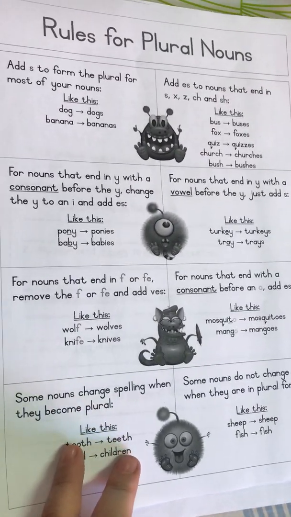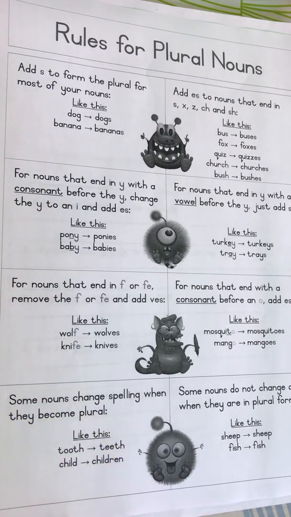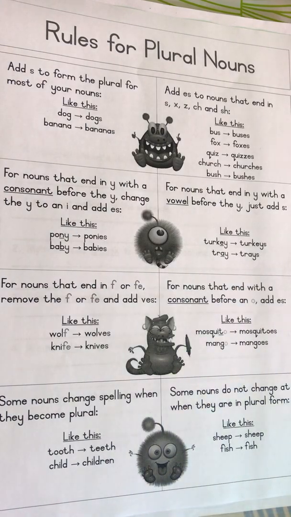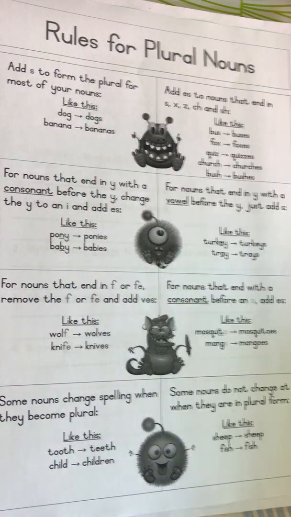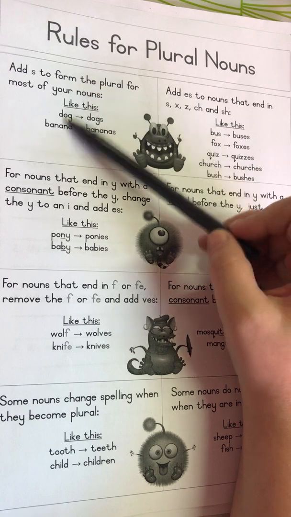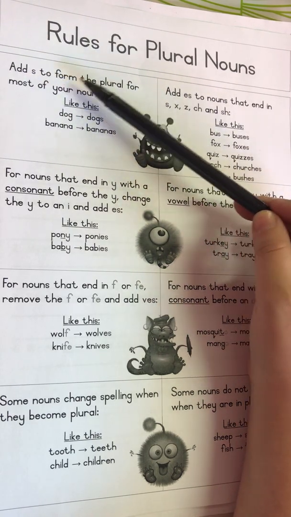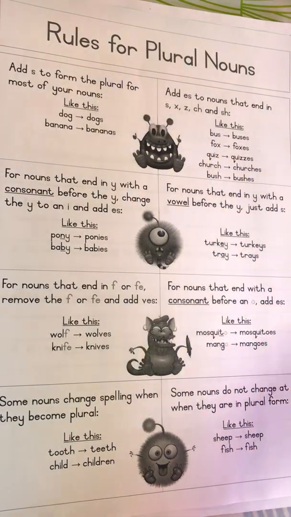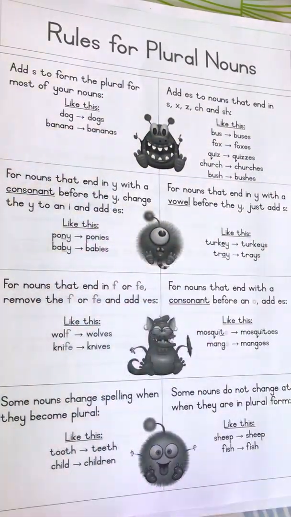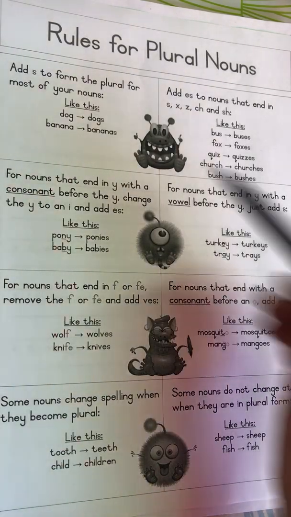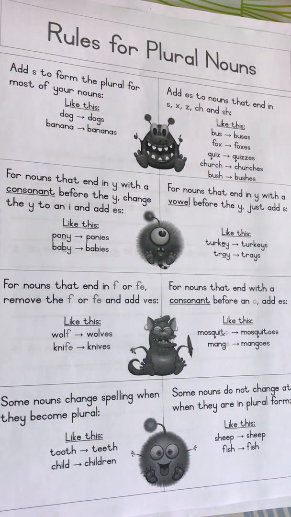Okay, it says rules for plural nouns. We're not going to have a look at all of them, just the ones that are pertinent to us at the moment. So look at this little block. It says, add s to form the plural for most nouns. Okay, so most nouns like dog, banana. Remember we said when it has a solid sound at the end, like g or a, it means just add an s. Easy peasy, just add an s.